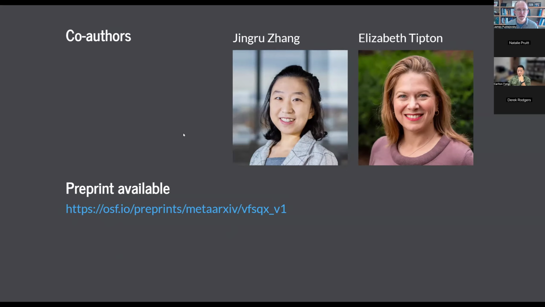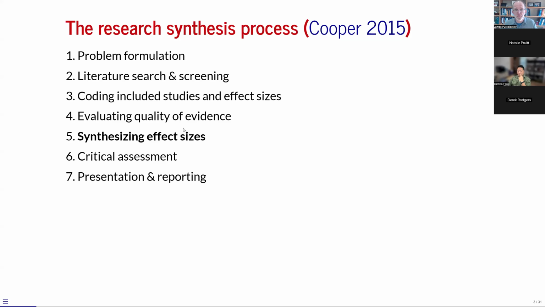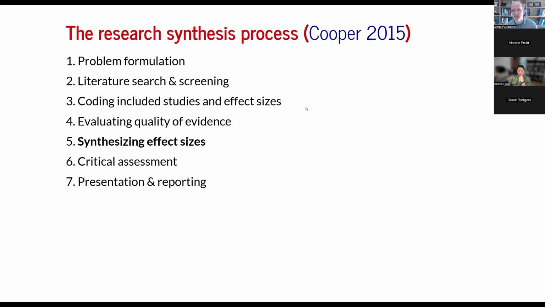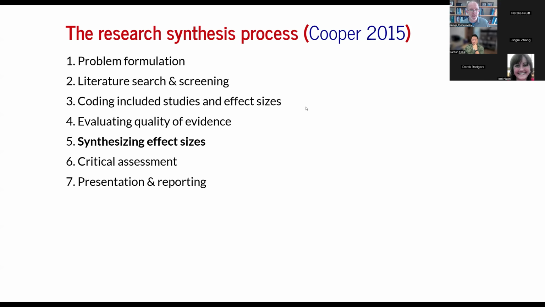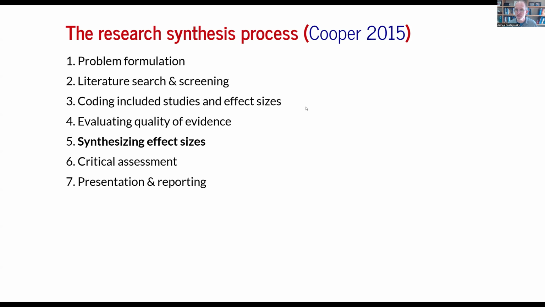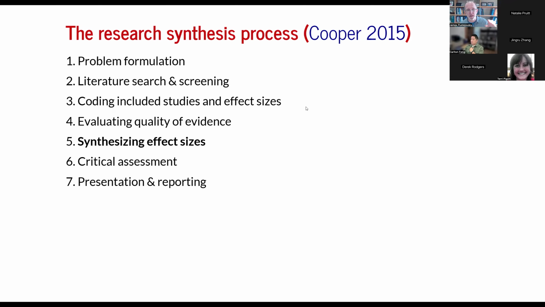There we go. Okay. So I think we're probably pretty familiar with the process of doing a research synthesis. Here are the 7 steps as described by Harris Cooper, right? Moving from problem formulation through searching and screening the literature, coding studies, assessing the quality of the evidence, and then doing statistical analysis of the quantitative findings, critical assessment, and reporting. Today, I want to zoom in on step 5, right? Synthesizing effect sizes.